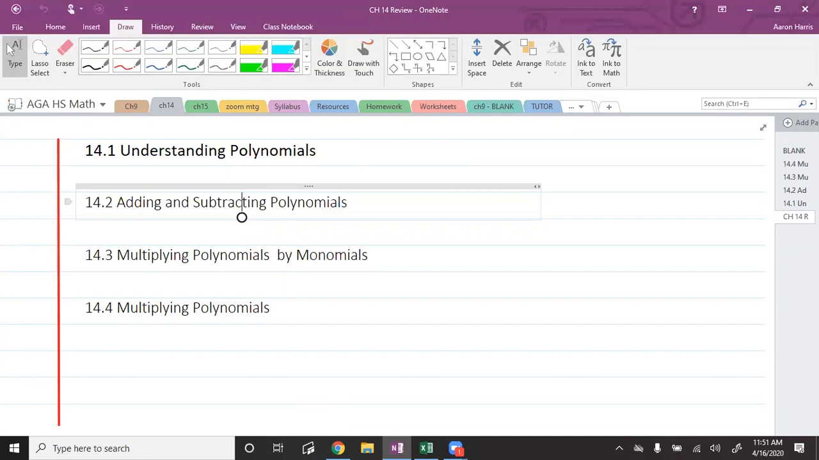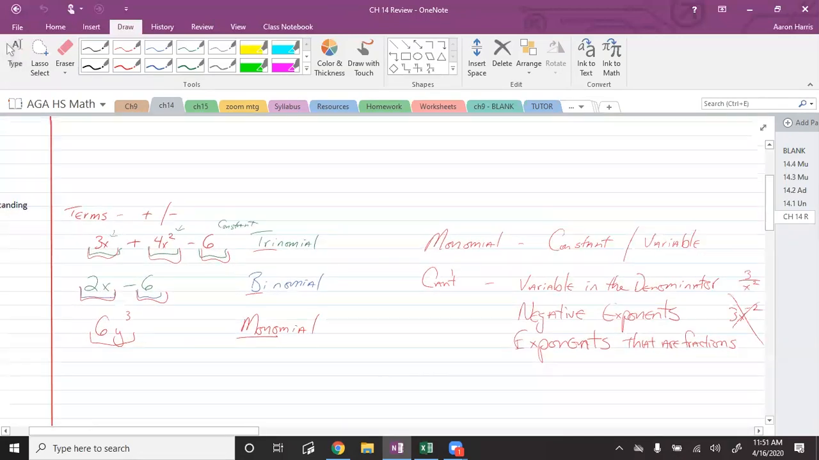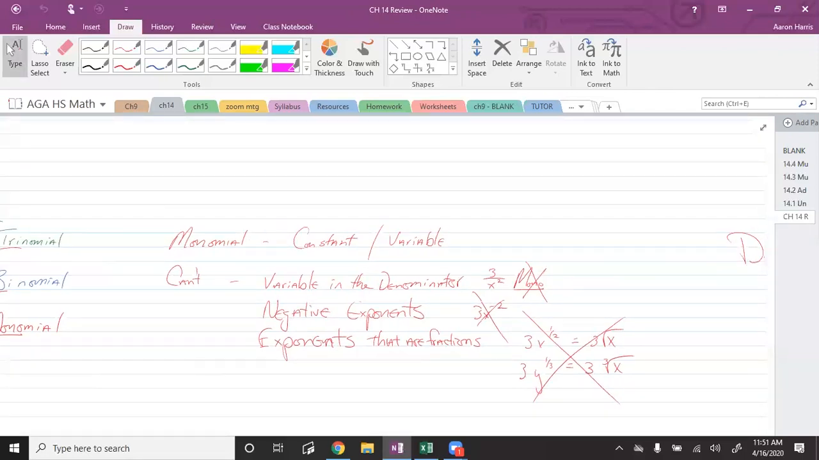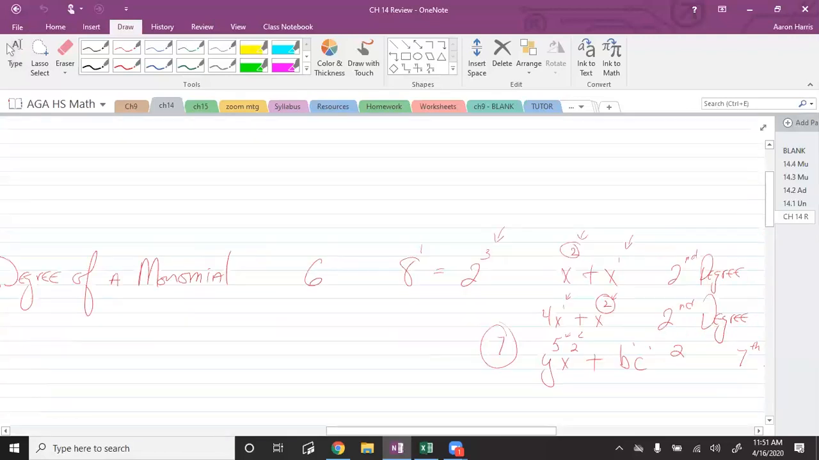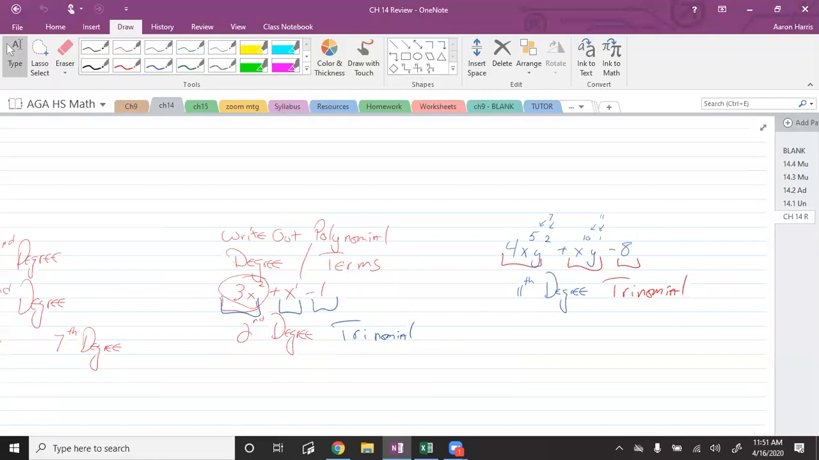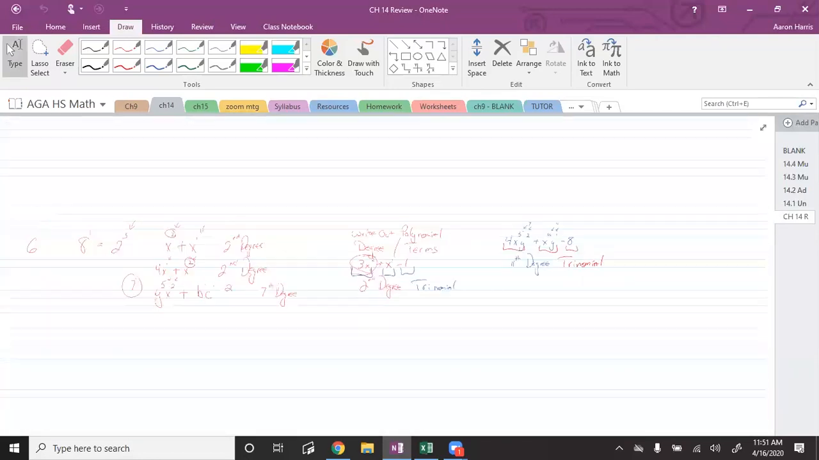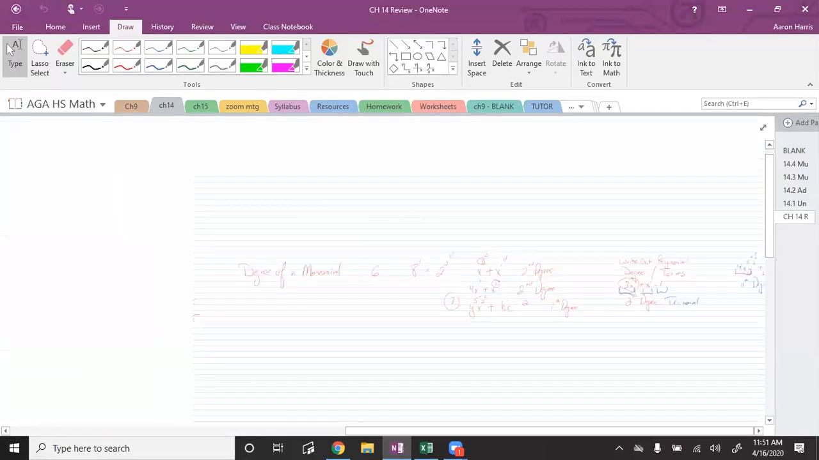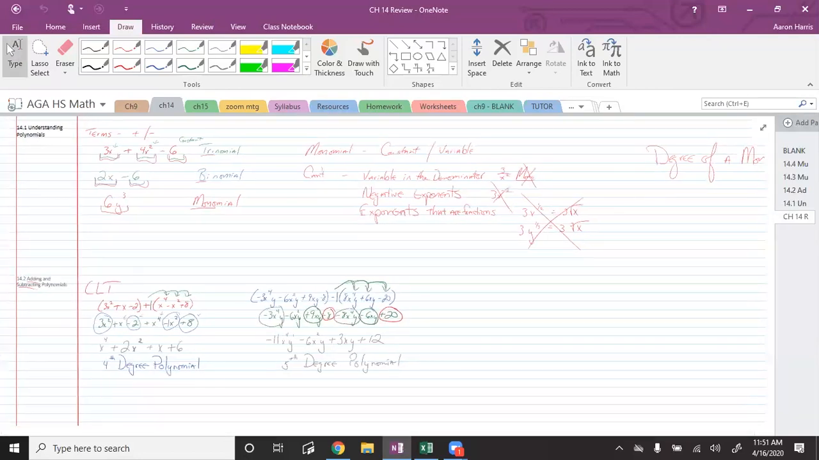All right. So 14.1, understanding polynomials. That talks about knowing how many terms there are. You have to know what a monomial is. You have to know the degree of the monomial. And you have to be able to write out, is it a binomial, trinomial, or monomial? Okay. Do we know how to do that? Yeah. All right, that's pretty simple, right?